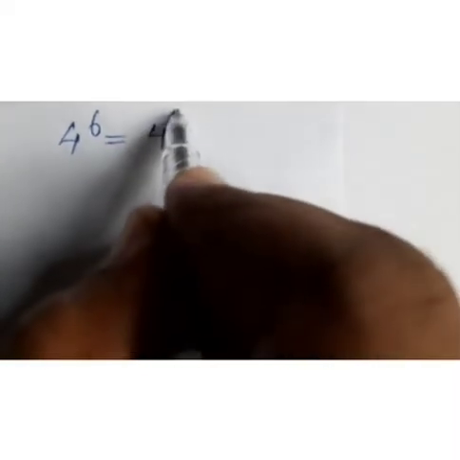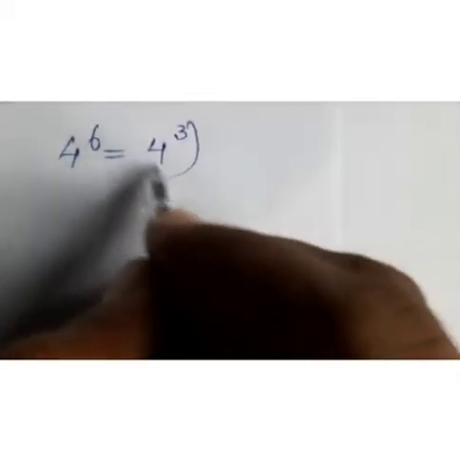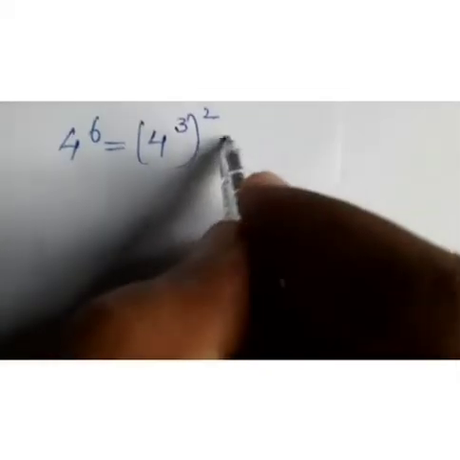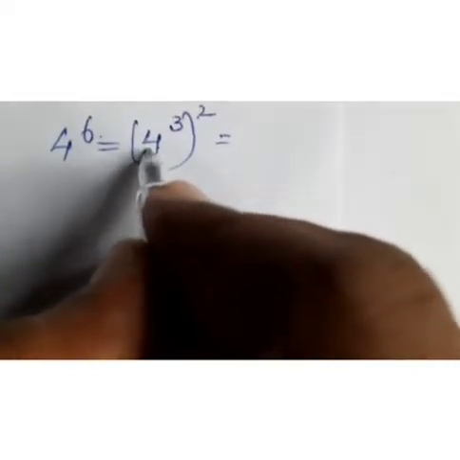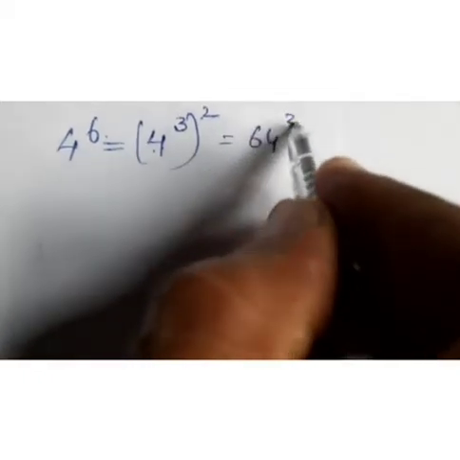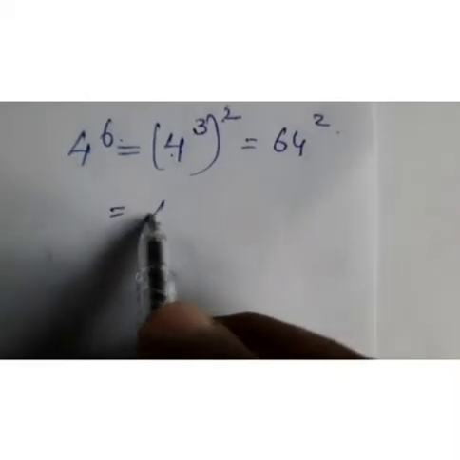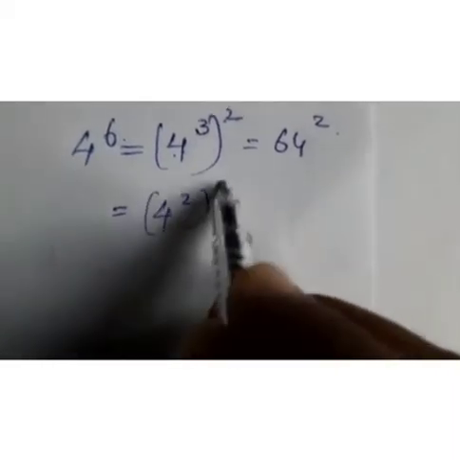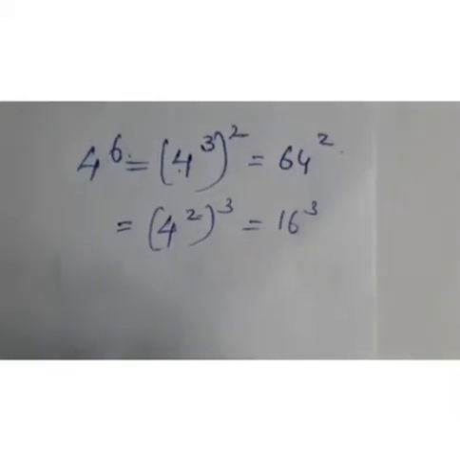4 raised to 6 we can write as 4 raised to 3 raised to 2. 3 into 6. 4 raised to 3 means 4 is multiplied 3 times. 4 into 4, 16. 16 into 4, 64. 64 raised to 2. Or 4 raised to 2 raised to 3. 4 square is 16. 16 raised to 3 also.